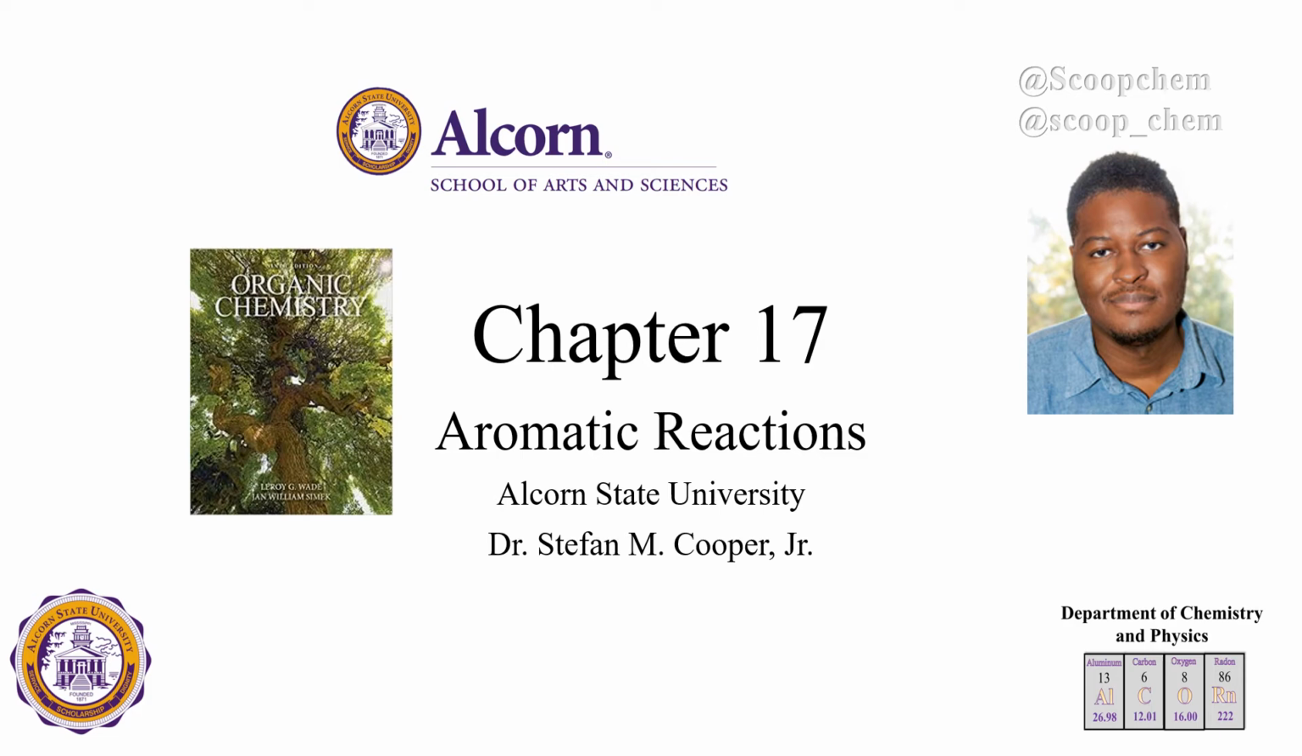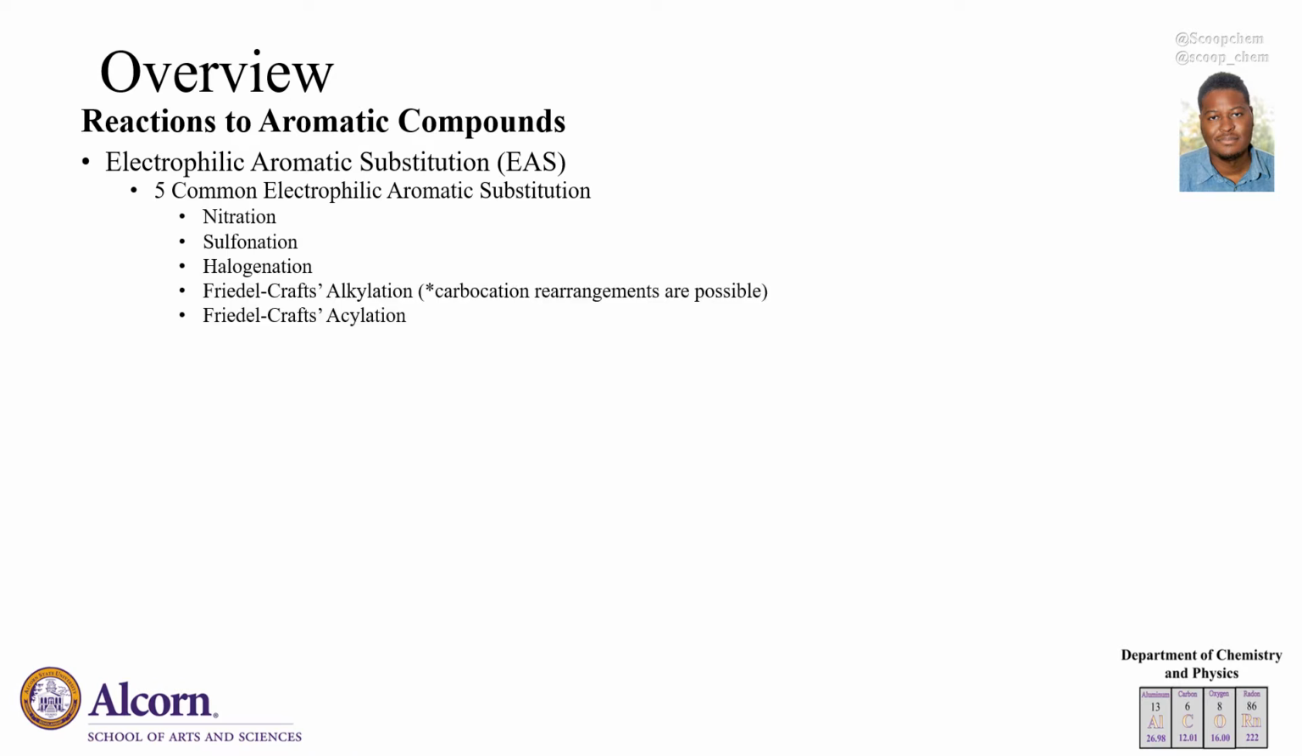All right, hello class. We'll be covering chapter 17 now, covering aromatic reactions. For an overview, again, we're covering reactions to aromatic compounds. Specifically, we're going to deal first with the electrophilic aromatic substitution reactions. Also, I like to abbreviate these as the EAS class of aromatic reactions. Okay, so there's 5 common types: nitration, sulfonation, halogenation, Friedel-Crafts alkylation, and Friedel-Crafts acylation.